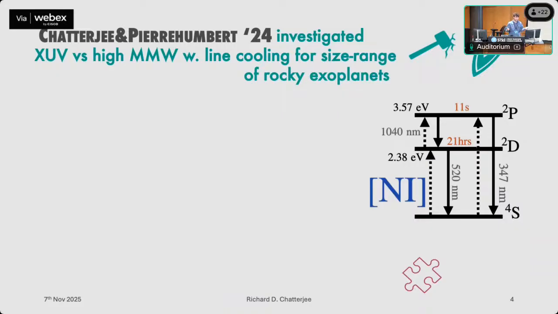And so we investigated this balance of XUV, high mean molecular weight, and line cooling for the size range of rocky exoplanets. Nakayama only looks at an Earth-like planet. What we want to compare is the temperatures we need in the upper atmosphere for transonic escape to the excitation temperatures of the first and second excited states of nitrogen, carbon and oxygen. We can see that their energy levels are around 2 to 4 electron volts. An electron volt is around 10,000 Kelvin, and so we need at least several thousand Kelvin to start exciting these levels appreciably.